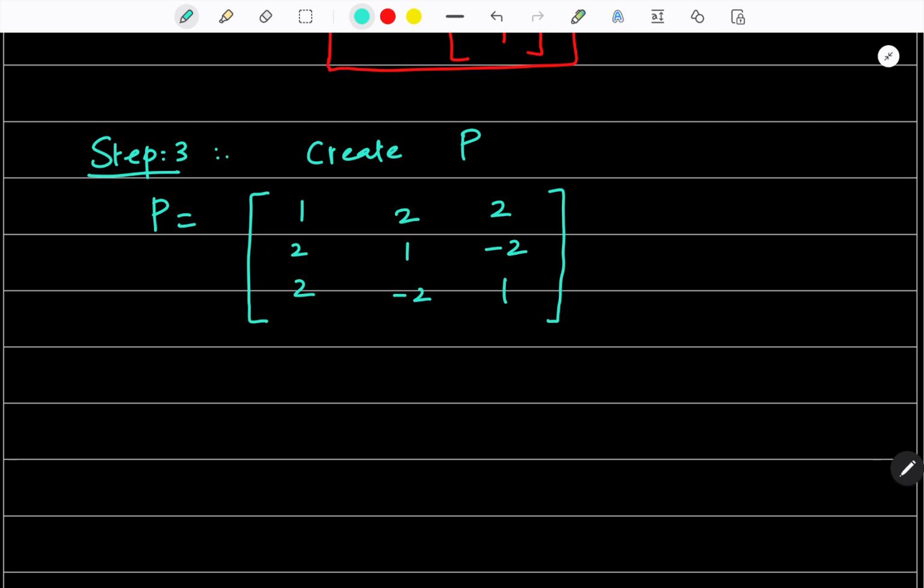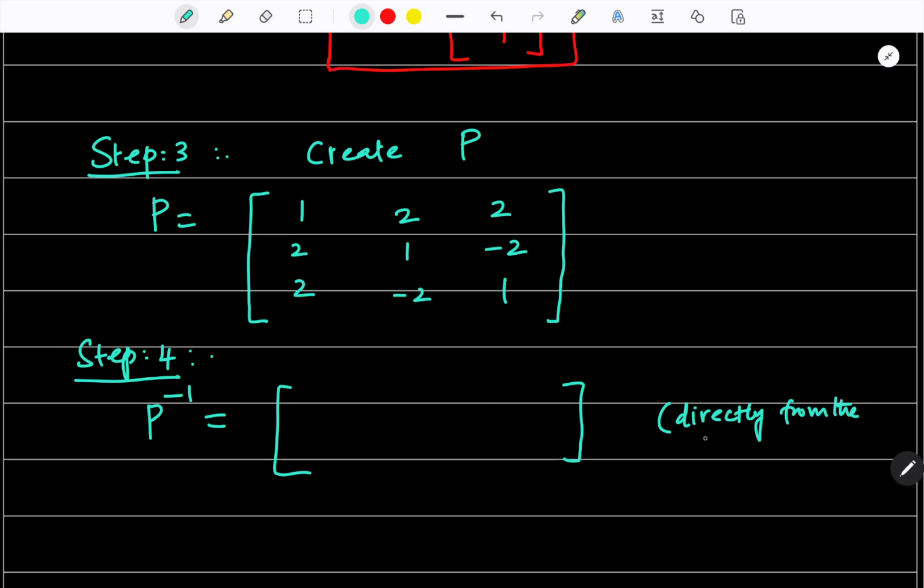After that, what we are going to create is step number 4, which is P inverse. We are going to create P inverse directly from the calculator, no need for the formula. If there is a separate question for the inverse, then you have to use formulas and methods. But here it comes in between. Again, restart your calculator: Shift 9, 3.